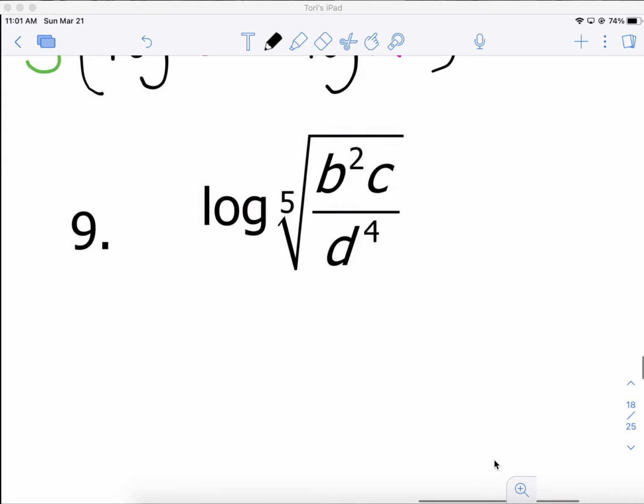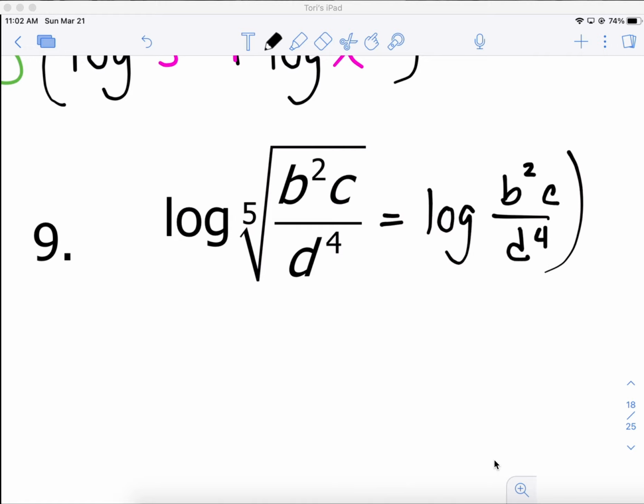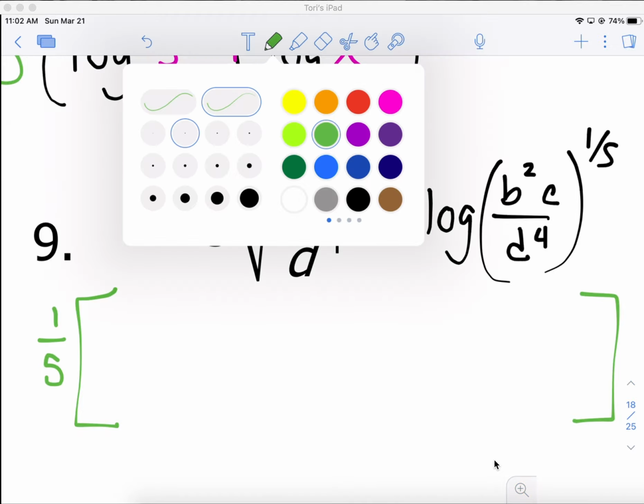All right, so we are doing a 5th root, which means that that's the same as log of b squared c over d to the 4th to the 1/5. I don't care if you distribute it out first or if you go individually, but I'm going to go ahead and put that 1/5 out front. Big long fraction, or big long parentheses, sorry.